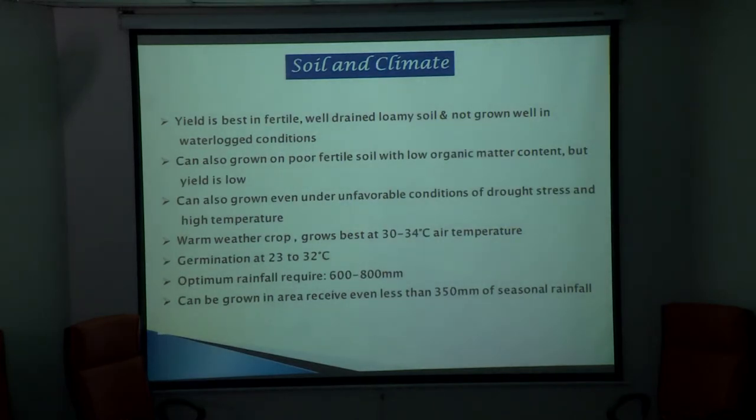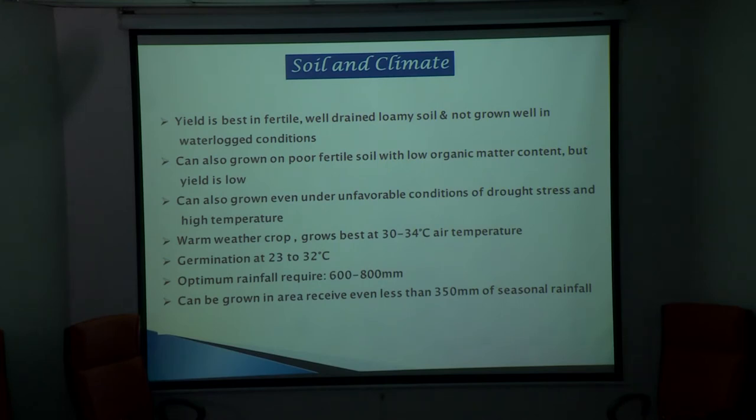If you see the soil and climate required for pearl millet production, like other crops, its yield is best under fertile, well-drained loamy soil, and it does not grow well under waterlogged conditions. But this crop can also grow under poorly fertile soil with low organic matter content. Although the yield will be affected, the farmer will still not be at a loss. The best part is that it is a crop which can tolerate adverse climatic conditions also.